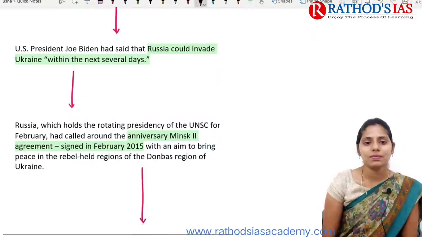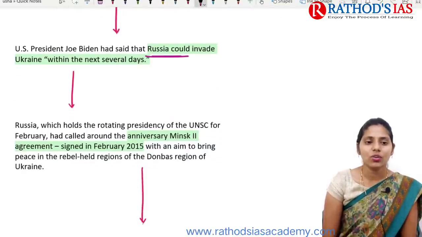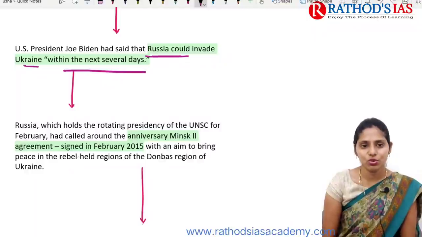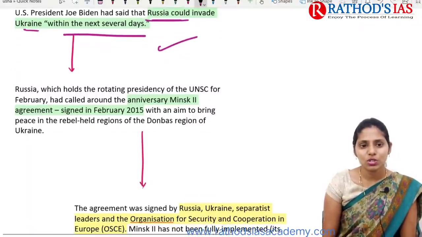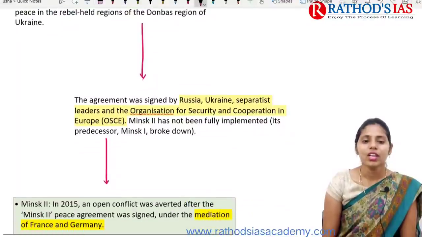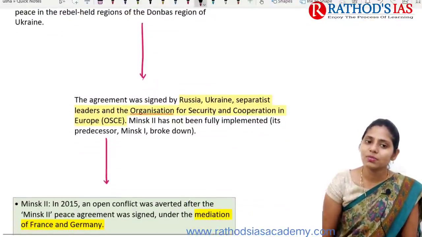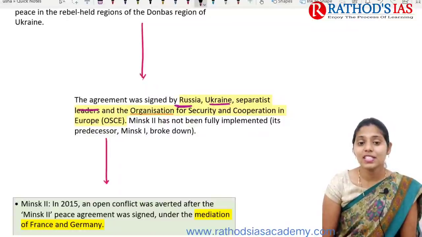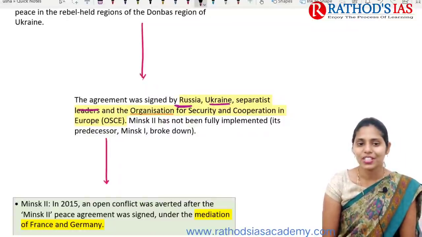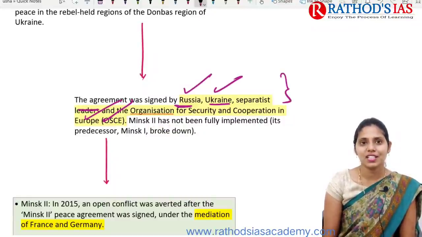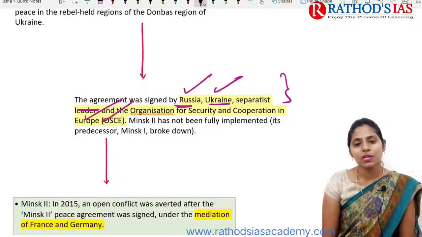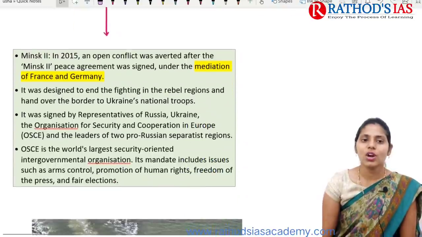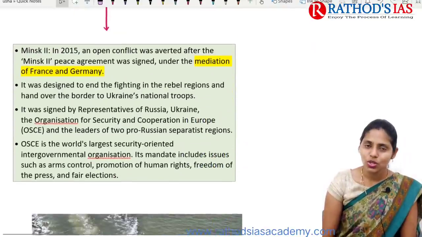And the US president mainly said that Russia could invade Ukraine within the next few days. Okay, so because of this, we need to take some steps. Actually, this Minsk II agreement was mainly signed by Russia, Ukraine and separatist leaders in the Organization for Security and Cooperation in Europe, that is OSCE. Russia and Ukraine mainly signed this Minsk II agreement, and it is not even fully implemented.